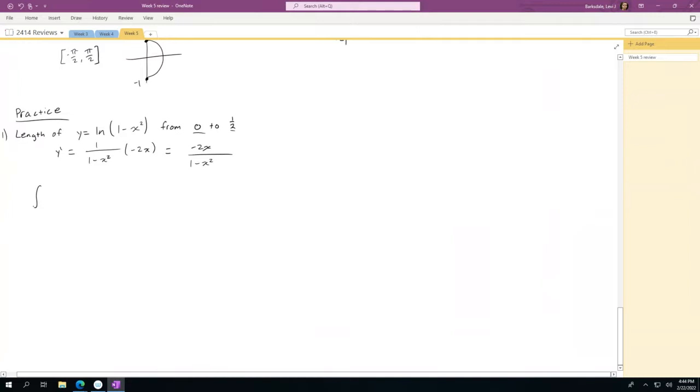Perfect. So now we just plug all this into our formula. We have the square root of 1 plus negative 2x over 1 minus x squared, squared. Now this becomes the integral from 0 to 1/2 of the square root of, here we can actually rewrite our 1 as 1 minus x squared squared, again over 1 minus x squared squared. And here we have plus 4x squared over 1 minus x squared squared.